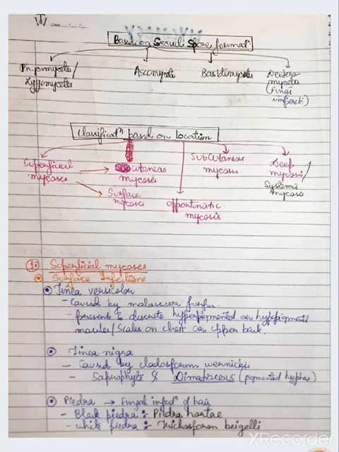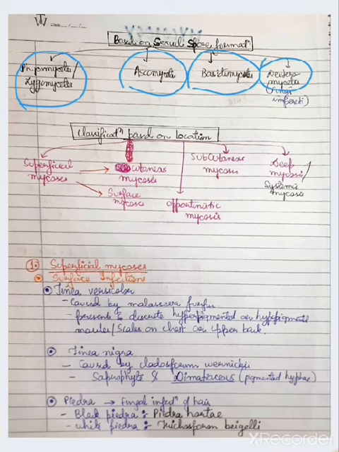Now, based on sexual spore formation, we have four types of fungi: Phycomycetes or Zygomycetes, Ascomycetes, Basidiomycetes, and Deuteromycetes, which is also known as fungi imperfecti. Here, the sexual spores are absent in Deuteromycetes. That's why it's called fungi imperfecti.